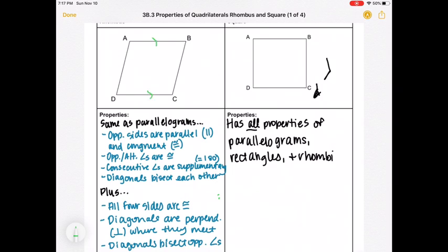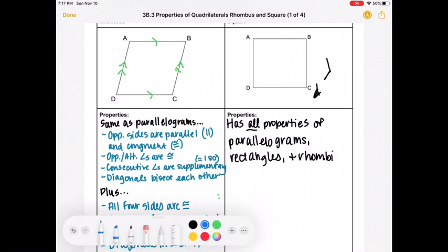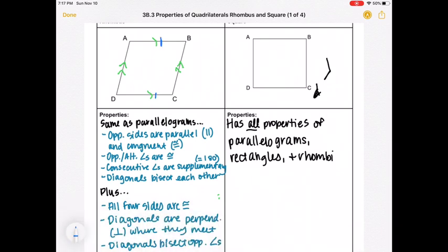So that's the same as a parallelogram. Opposite sides are parallel and congruent. So this side is the same as this side, but also on a rhombus, all sides are congruent. So this side is the same as this side. It's the same as a square, except it is turned over a little bit.